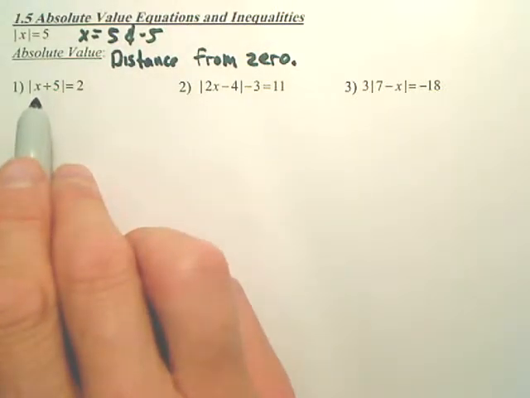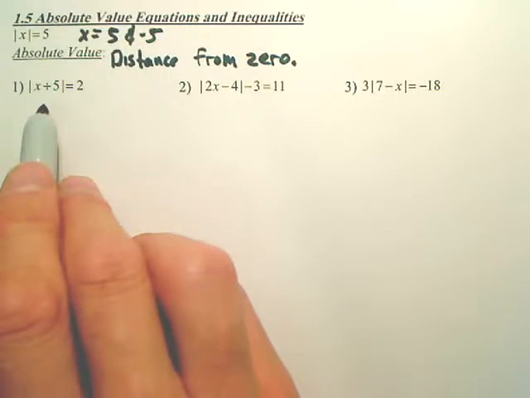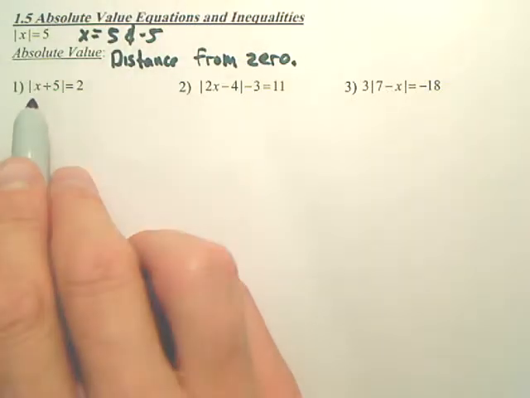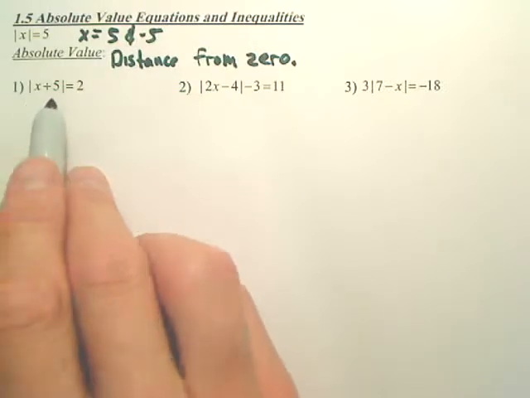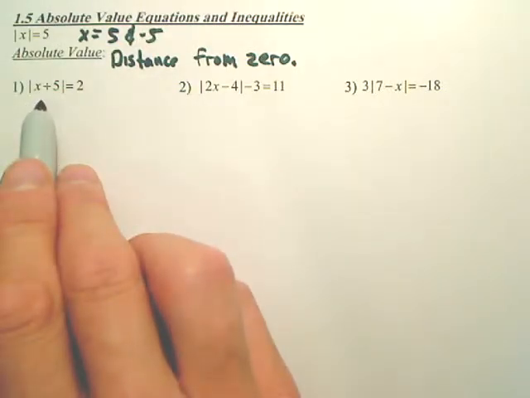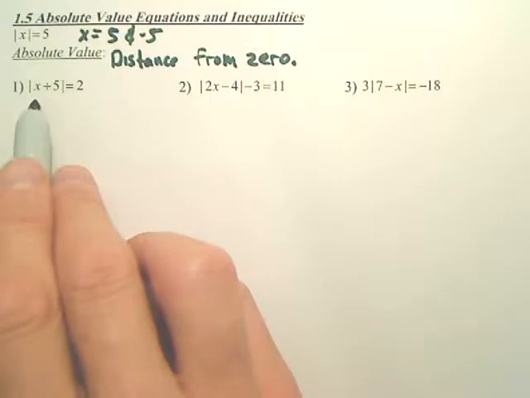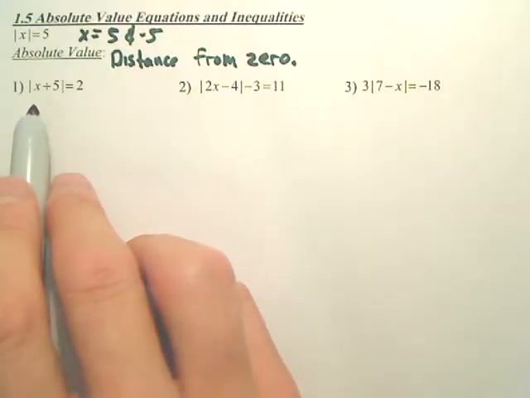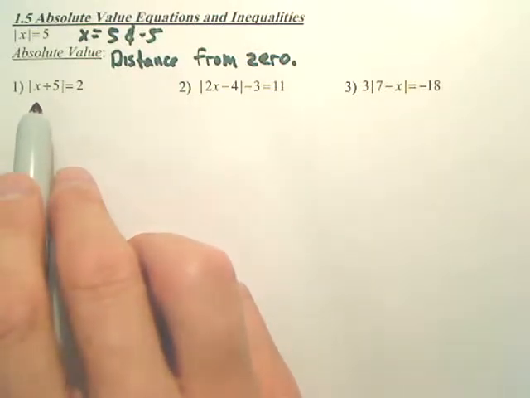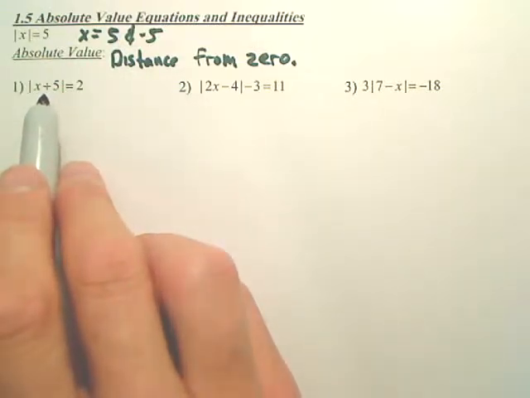Looking at number 1. Can anybody look at that and tell me the answer? There's two of them. What would make this equal to 2? Yes. 7 and -7. Negative 7 works because that will make that a -2. Absolute value makes it positive. So one of them will be -7. What's the other one? -3. -3 plus 5 is 2.